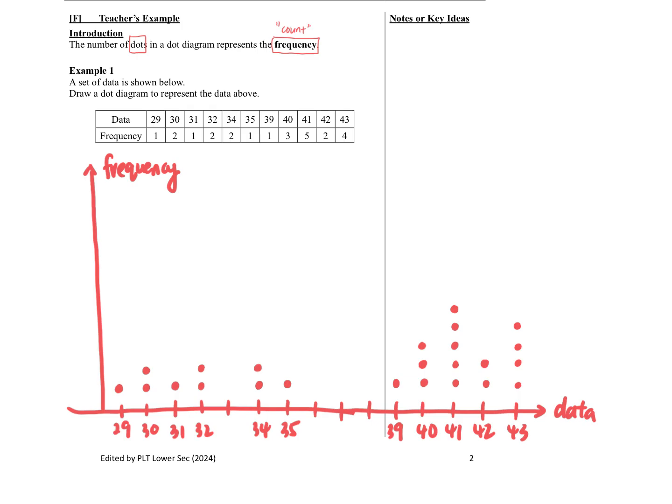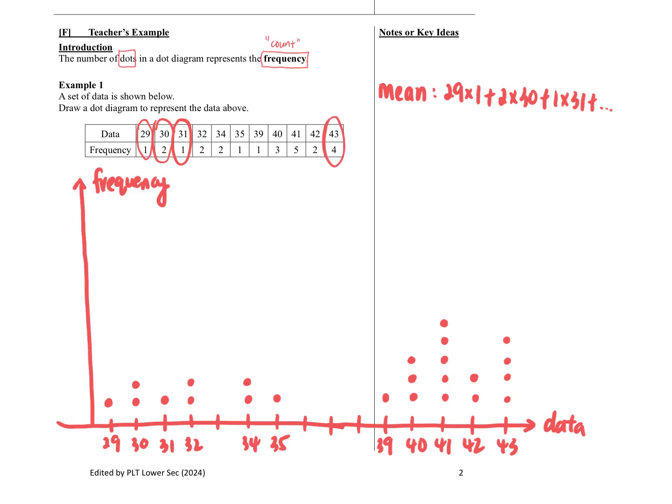From here, actually we can also do your mean, mode, median calculation. So if I want to calculate the mean, you can add up all the data you have. So I have 29, I have 2 30s. If you want, you can straight away write 60. I have 1 31. So this is what you always do. And then up to the very last one, you have 43. So you total everything up, divide by the total number of data you have.